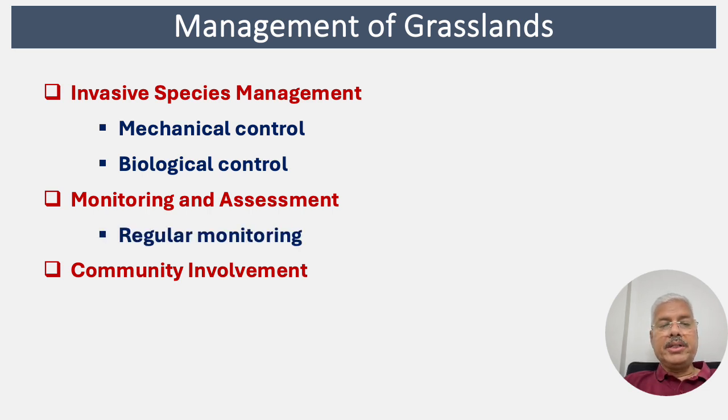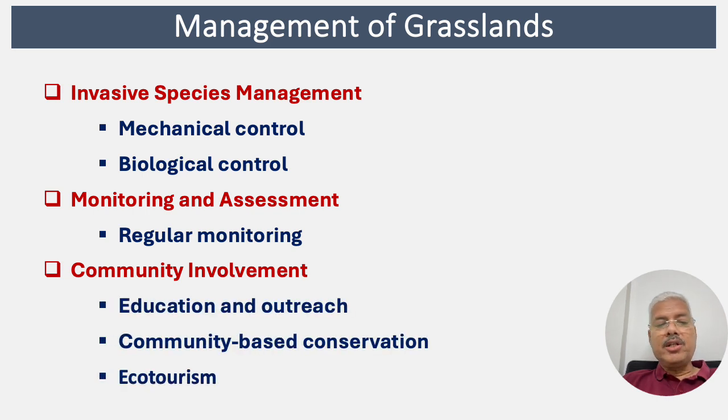Then community involvement. Educating landowners, farmers, and the public about the importance of grassland conservation can help to build support for sustainable management practices. Engaging local communities in grassland management can help to ensure that their needs and values are considered. Grassland conservation and restoration can promote ecotourism, which can generate revenue for local communities while supporting the biodiversity. By implementing these strategies, we can help to protect grasslands and ensure their continued contribution to our ecosystem and economies.